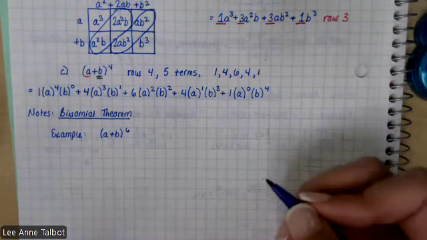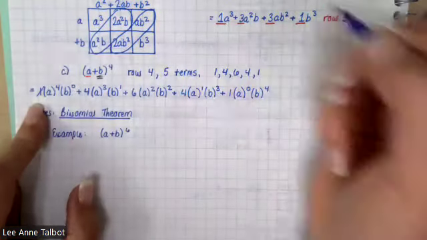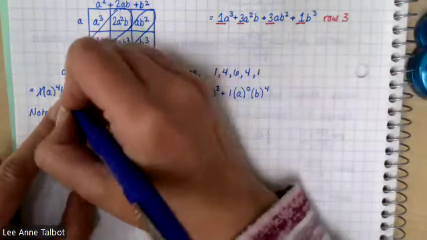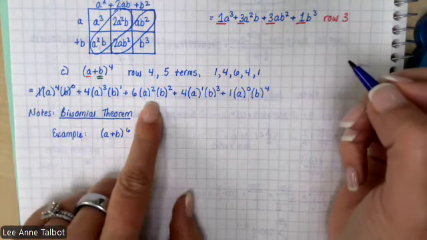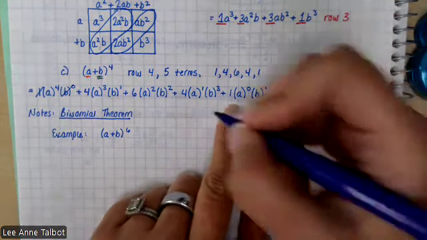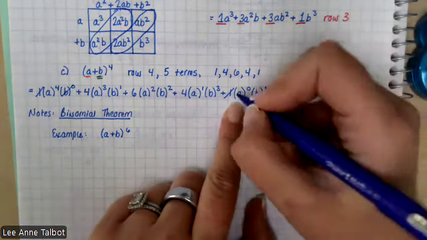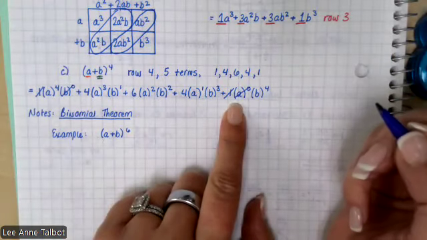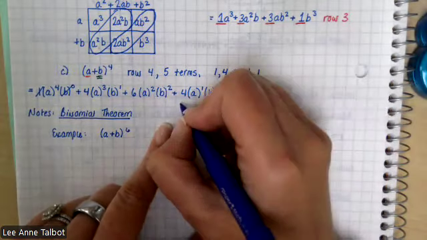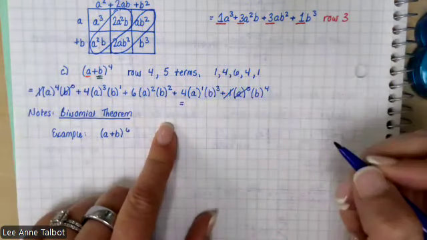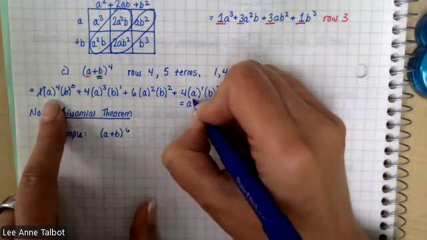Now what I do is I cancel out anything that's a one. So this is a one, I don't care about it. B to the zero is a one, I don't care about it. This is a one, don't care. A to the zero power is a one, don't care. Right here, the only thing left is A to the fourth.